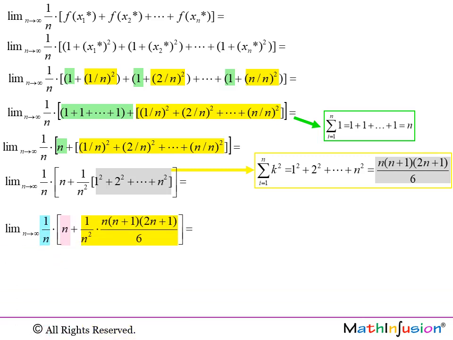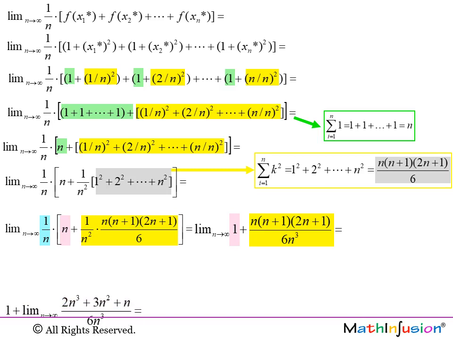And we get that. Now we are going to multiply the bracket by 1 over n. The first one is 1, and the second one is n times n plus 1 times 2n plus 1 over 6n cubed. The limit of 1 when n approaches infinity is 1. So I can just rewrite it like this. Now we have to find the limit of this rational function when n approaches infinity.